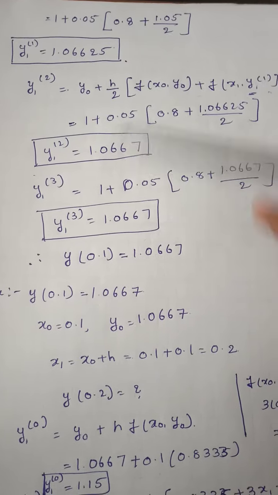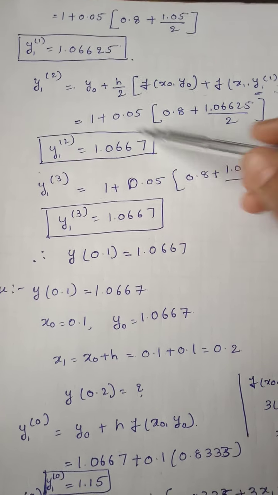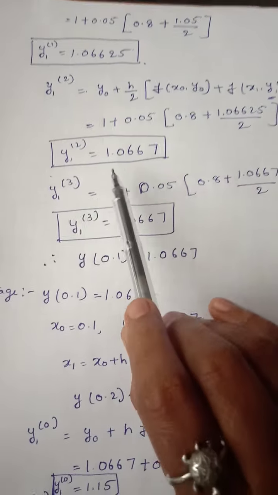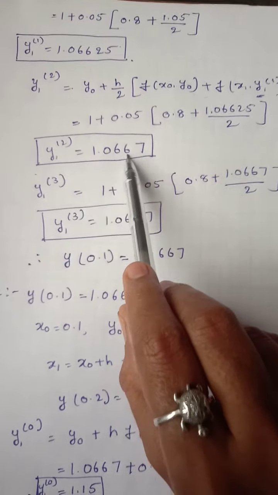How many iterations you have to do means, until you get 3 to 4 decimal places of agreement. If you see here, this is 1.06625. After doing y1 of 2 we have got here 1.0667.